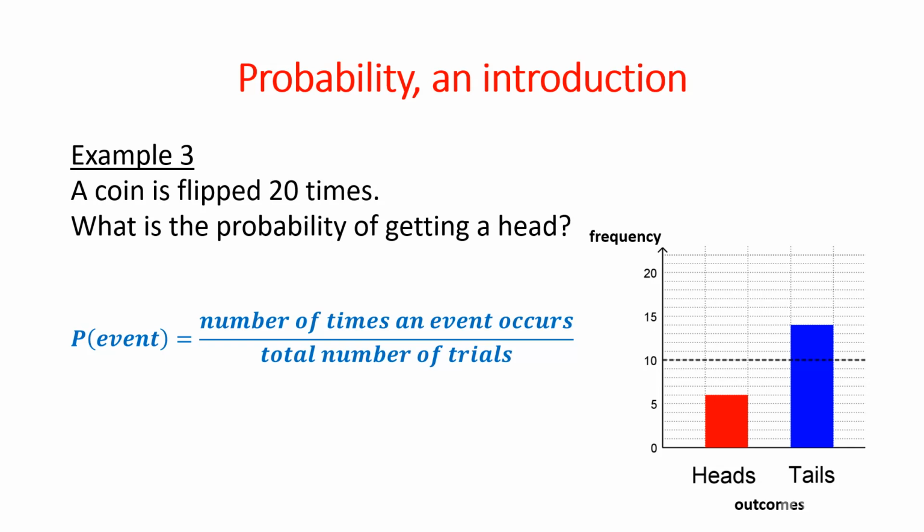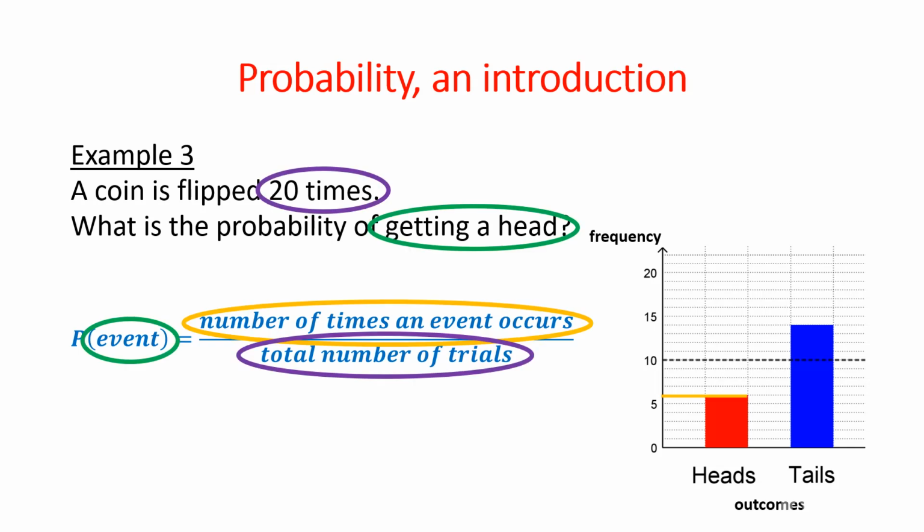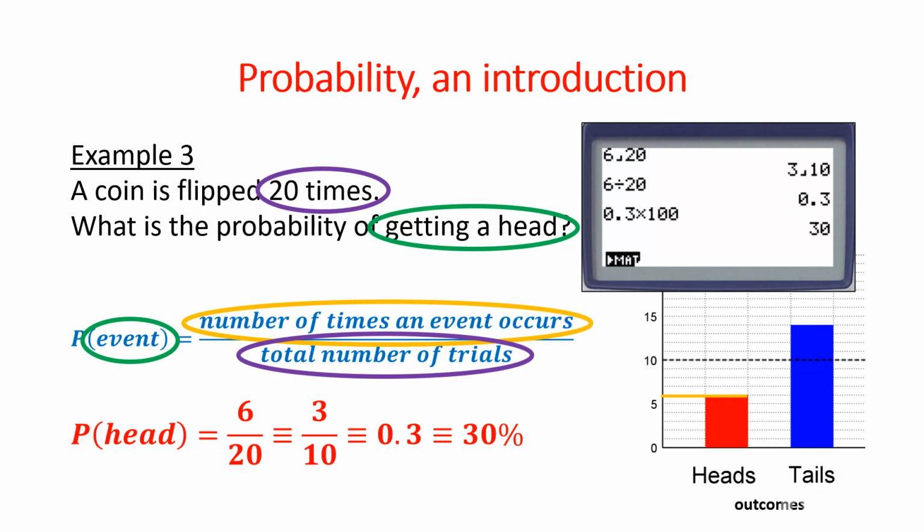Well, here's our formula. The event is getting a head. The number of times it occurs, we can read that off the graph and we get 6 heads, and the total number of trials is 20. So the probability of getting a head from this experiment is 6 chances out of 20. And again, we can simplify or convert to a decimal or a percentage.